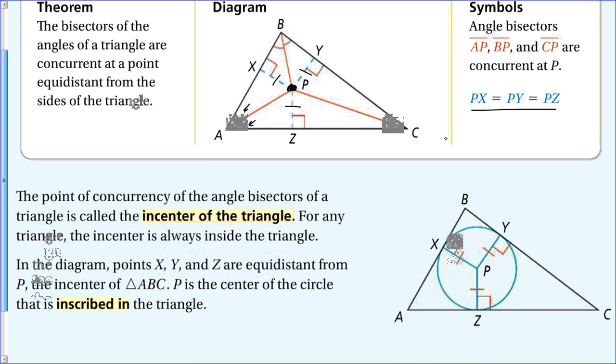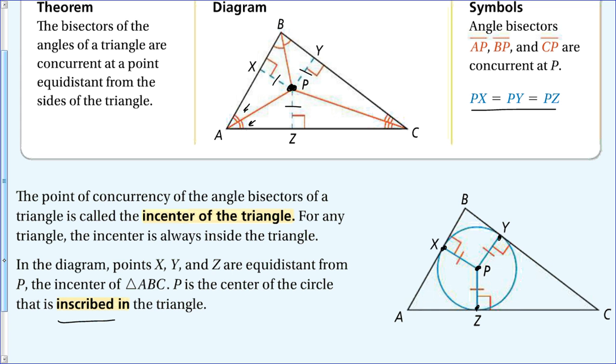Now, just like we had a circumscribed circle, since we have the incenter, we now have an inscribed circle. The inscribed circle shares its center with the incenter of the triangle, and it also touches the triangle at the same points. You notice that PX, PY, and PZ are all the same length, and where the perpendicular line hits each side of the triangle, the circle will also hit those three points.